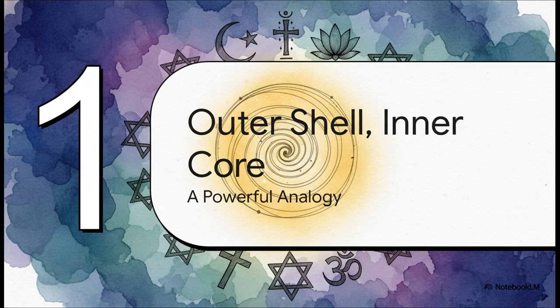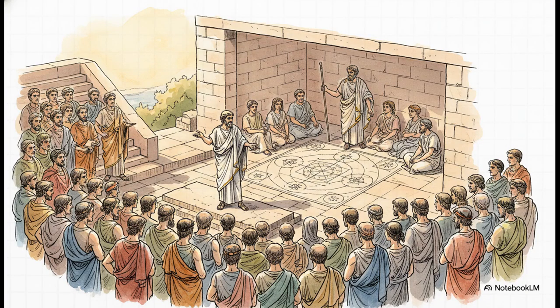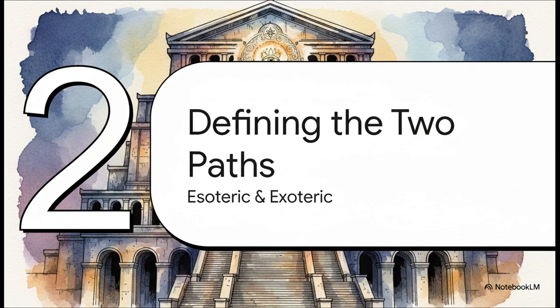The main idea we're going to be using here is this analogy of an outer shell and an inner core. And look, this is not some newfangled idea. Not at all. This whole inner versus outer thing goes way, way back. We're talking ancient Greece. You know, the mystery schools, philosophers like the Pythagoreans, they were masters at this. They had one set of lessons for the general public and then a completely different, much deeper philosophy for their inner circle.